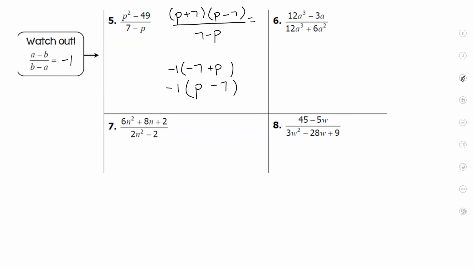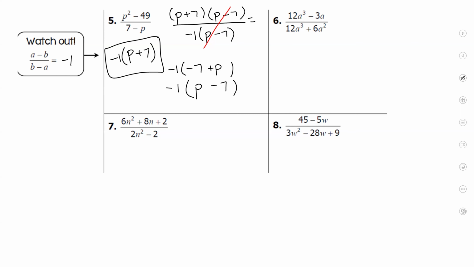Okay, so the denominator can be rewritten as -1 on the outside and then p - 7. These cancel, leaving you with p plus 7 divided by a -1, which is still just negative. So this is your answer. You can put a 1 there if you want.